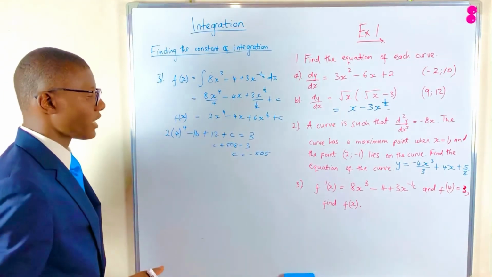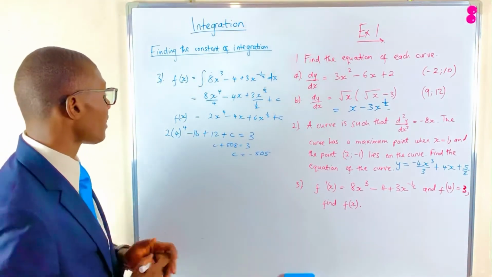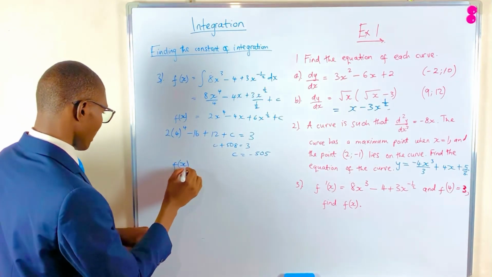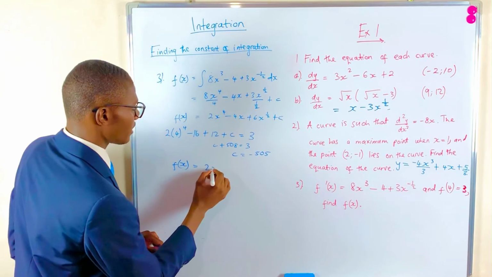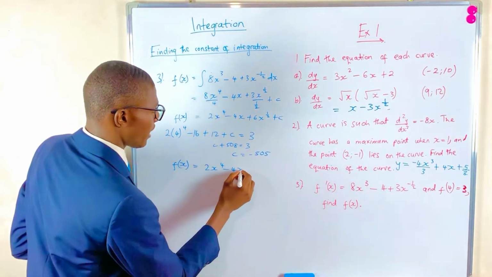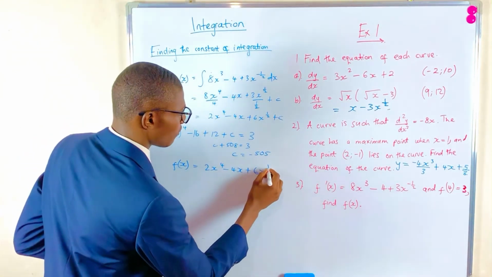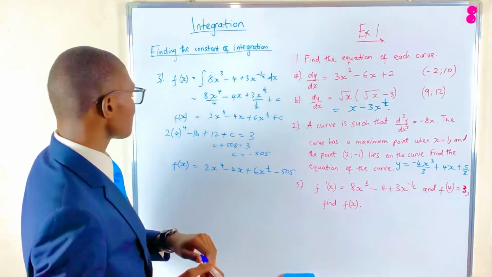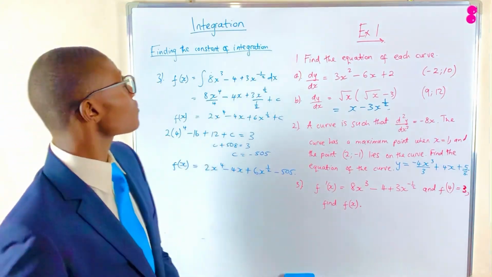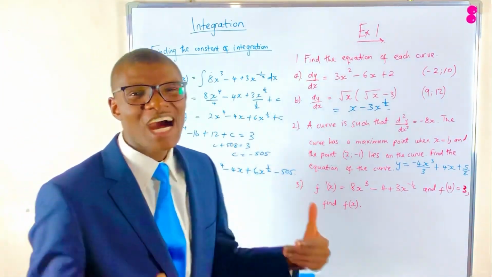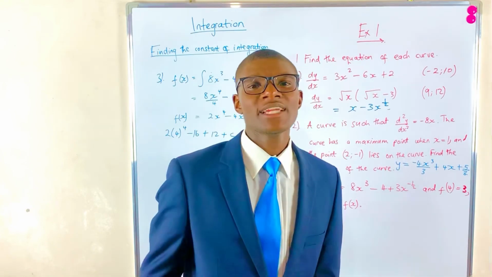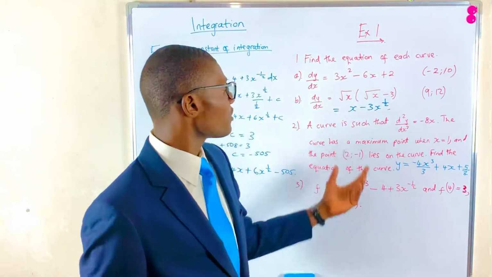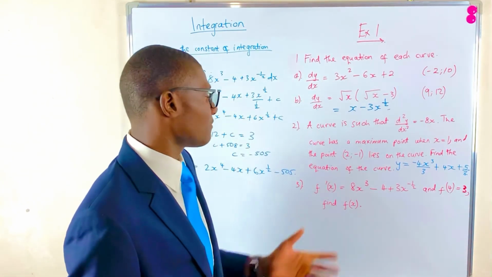Okay, that's correct. So c would be minus 505, such that f of x would be equal to 2x to the power of 4 minus 4x plus 6x to the power of half minus 505, like that. And then like this, it will be complete. So this was looking at how we then find the constant of integration, and of course applying a bit of coordinate geometry, and so forth.